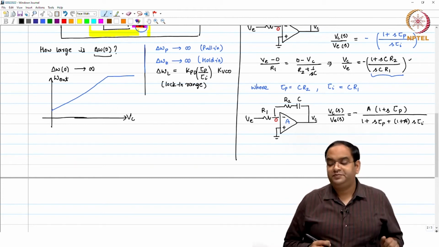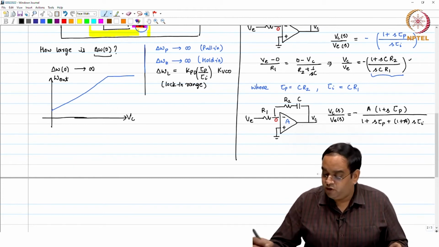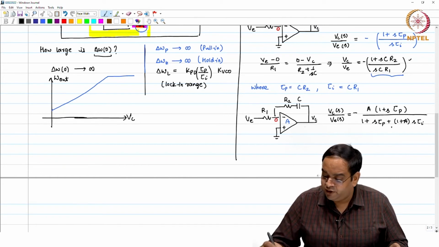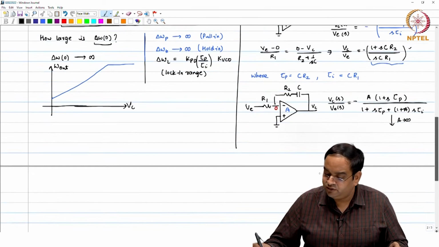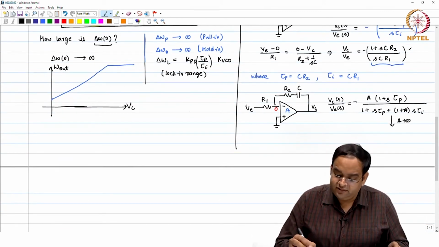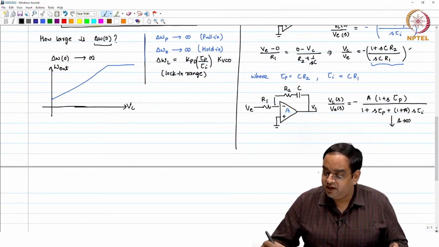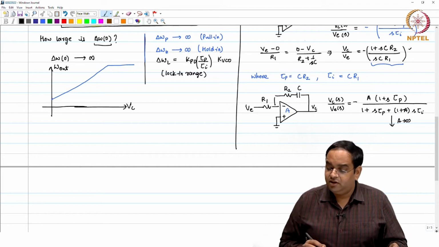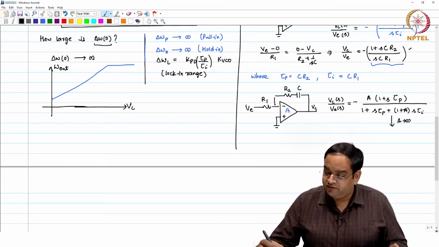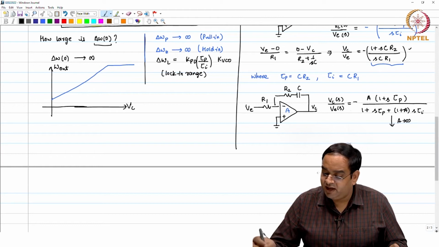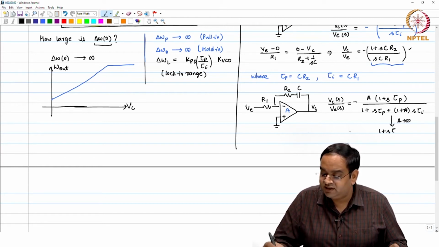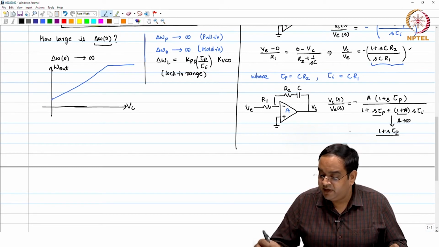If you want to do a sanity check, what you can do is apply A tends to infinity. If you apply A tends to infinity, then in that case it should translate back to the previous one. So, if I apply A tends to infinity, I will divide by A on both the sides, numerator and denominator, which will leave 1 plus s tau p, divide by this term will also see divide by A, here one term will see divide by A.